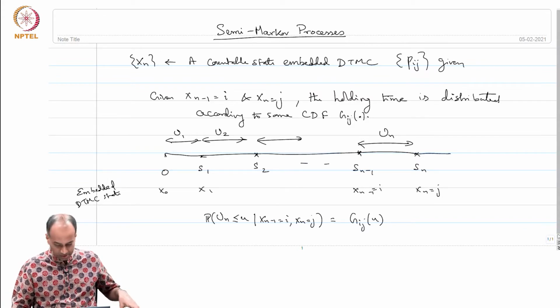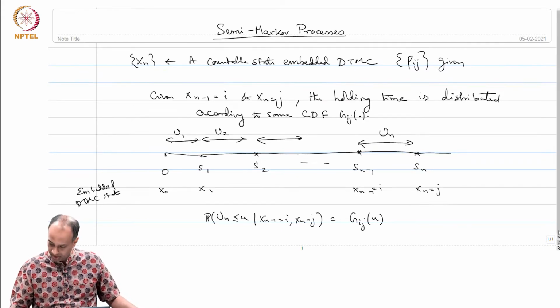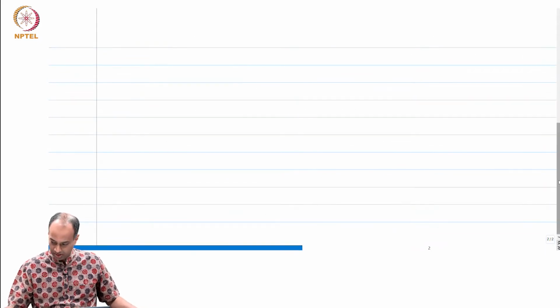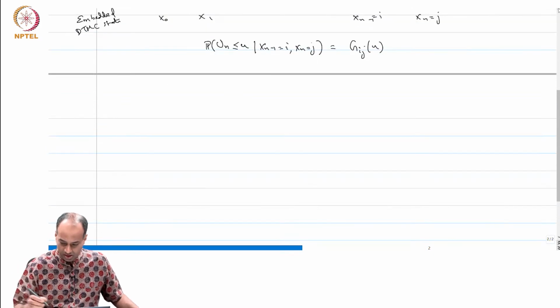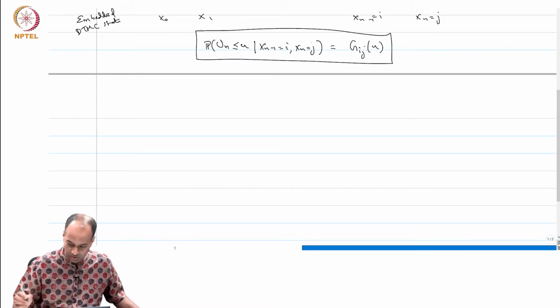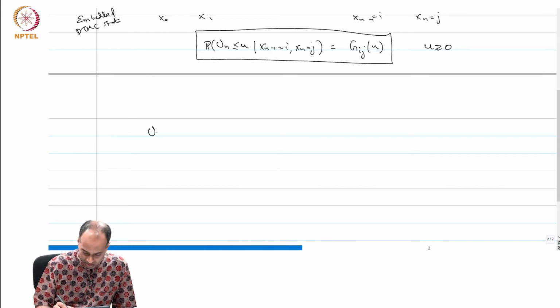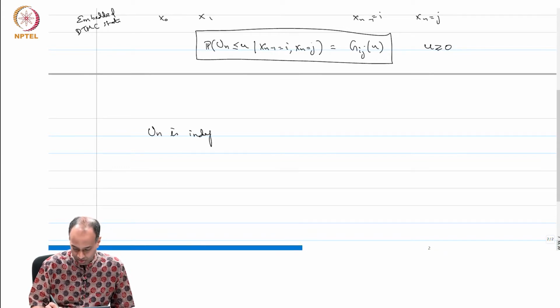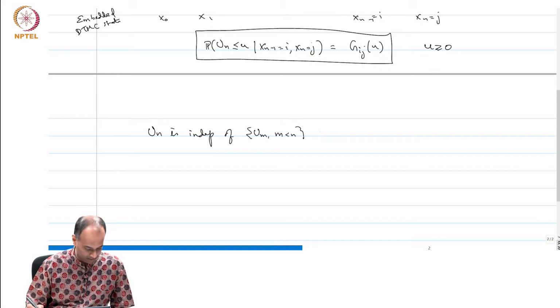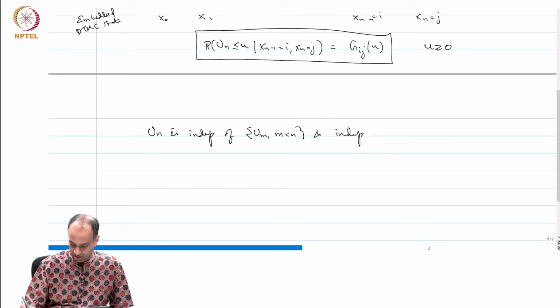Now I should tell you a little bit about the dependencies, the dependence structure, right. What we are going to say is that this Un random variable, for u greater than or equal to 0, is independent of Um for m less than n and independent of Xm for m less than n minus 1. Okay. So the dependence structure is like this.